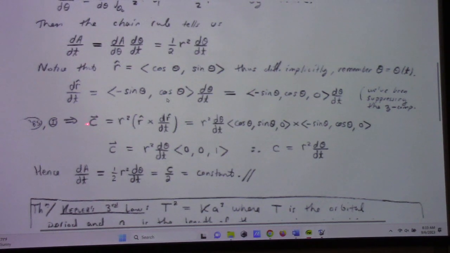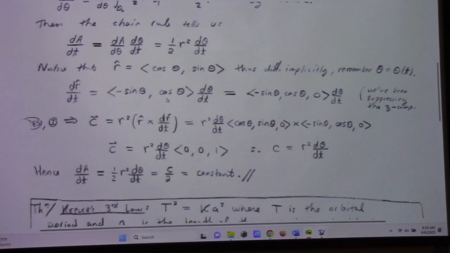And now jumping back again to that c vector, we get this, which when I plug in what we just did, we get that, which then ends up giving me the magnitude of the c is actually r squared d theta dt, which then means that dA dt is equal to this, which is equal to that, which is a constant. So the rate of change of angle as you're sweeping through the orbit is a constant. Equal areas, equal times. That's Kepler's second law.